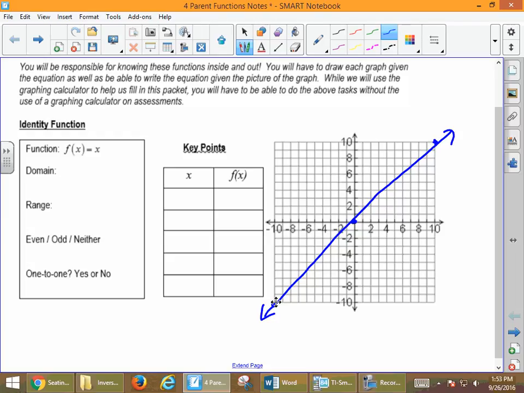So in terms of key points, I said -10, -10, 0, 0, +10, +10. Those might not be the best points, but the way I do describe the identity function is from the lower left-hand corner of the graph to the upper right-hand corner, and the lower left is -10, -10, and the upper right is 10, 10.